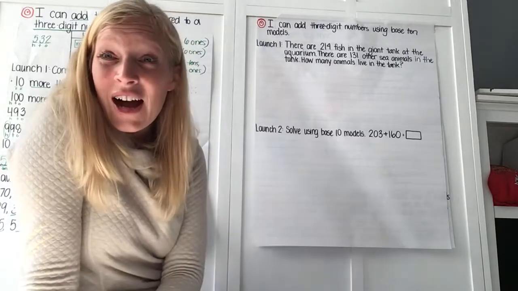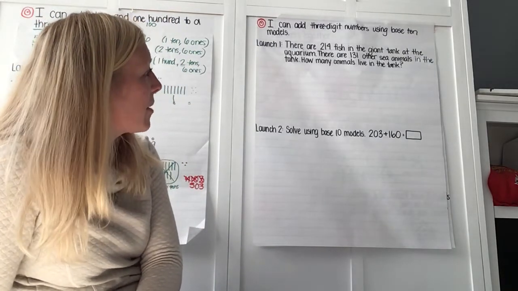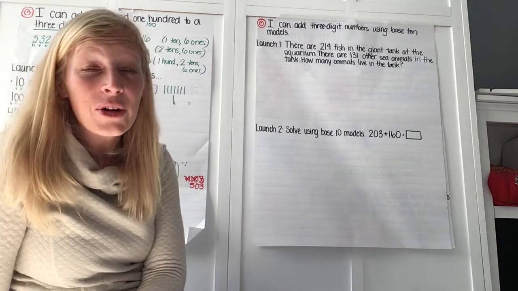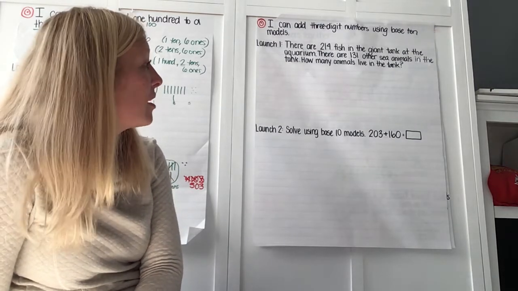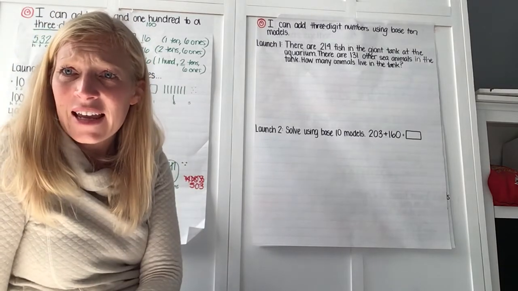There are 214 fish in the giant tank at the aquarium. There are 131 other sea animals in that tank. How many animals live in that tank?